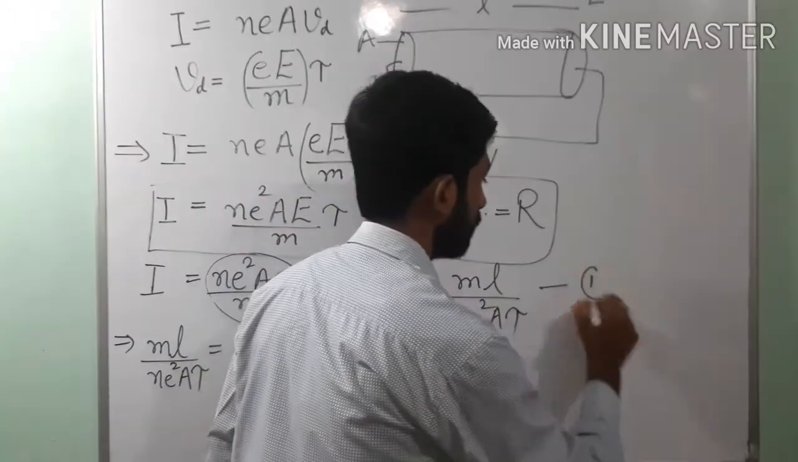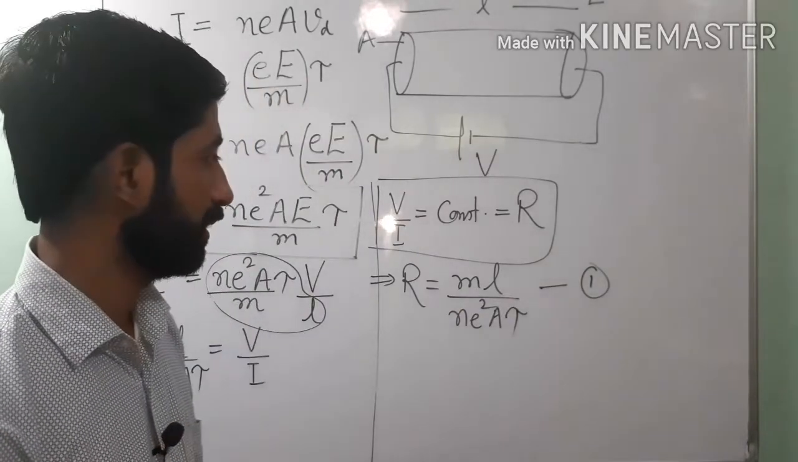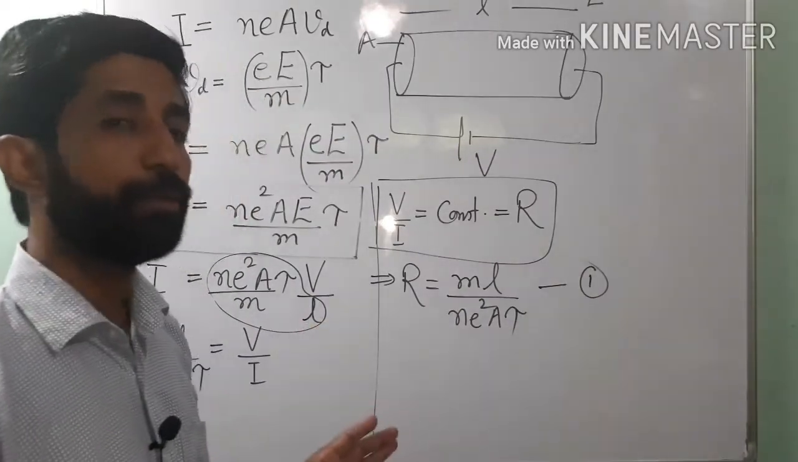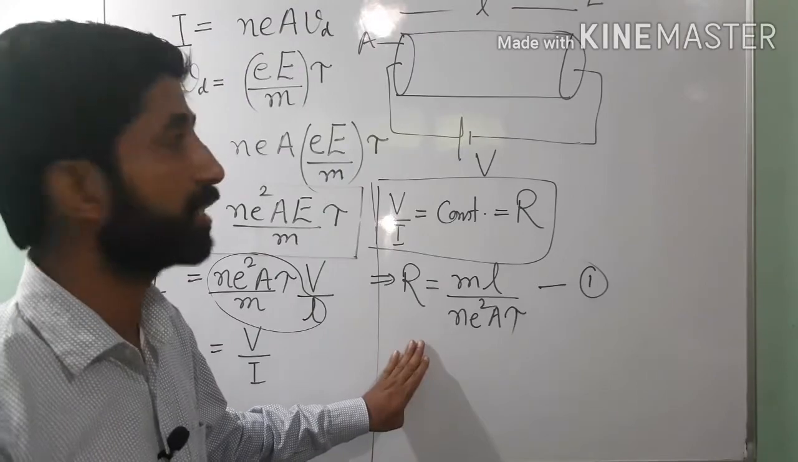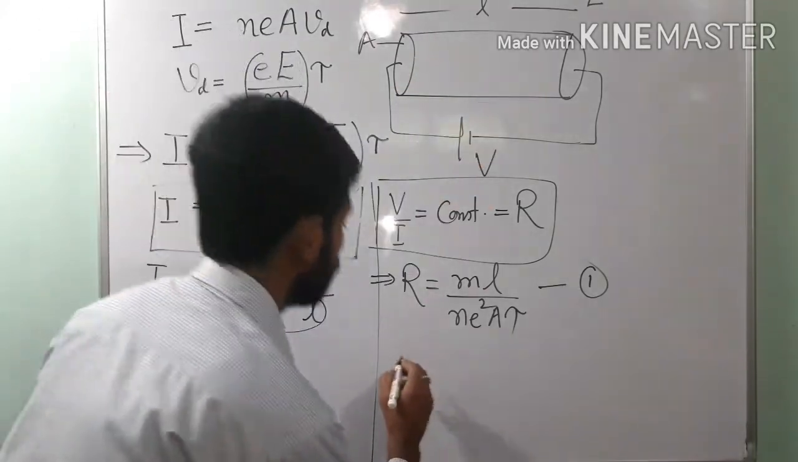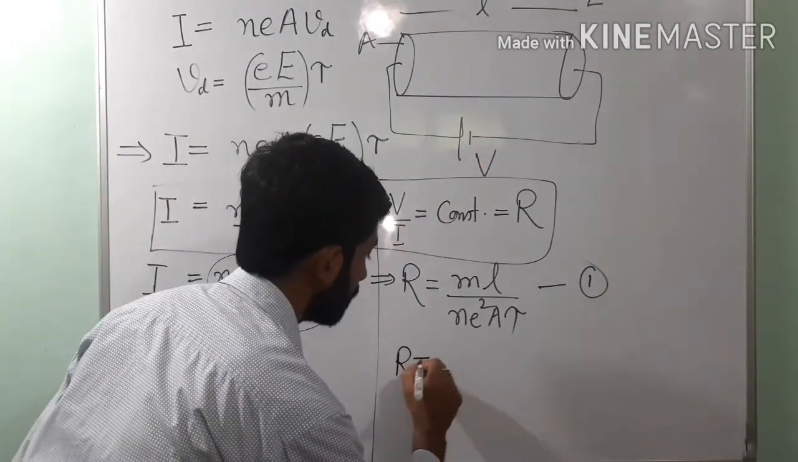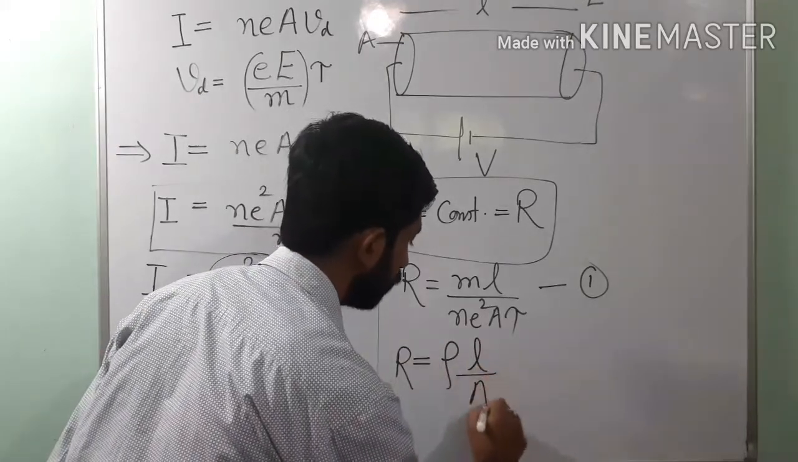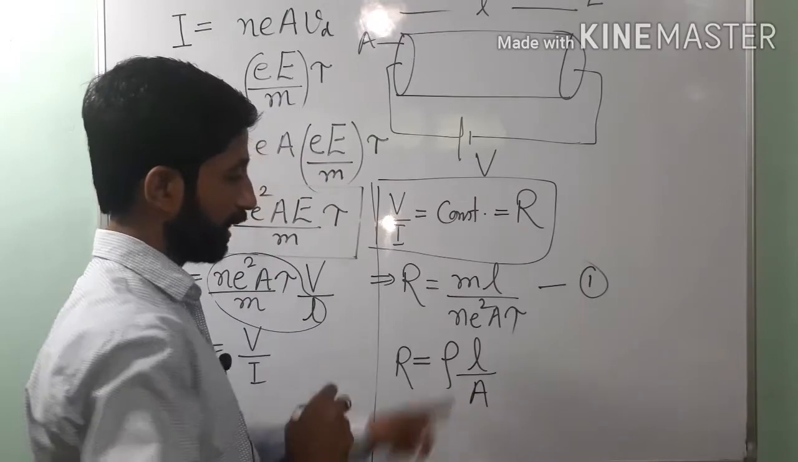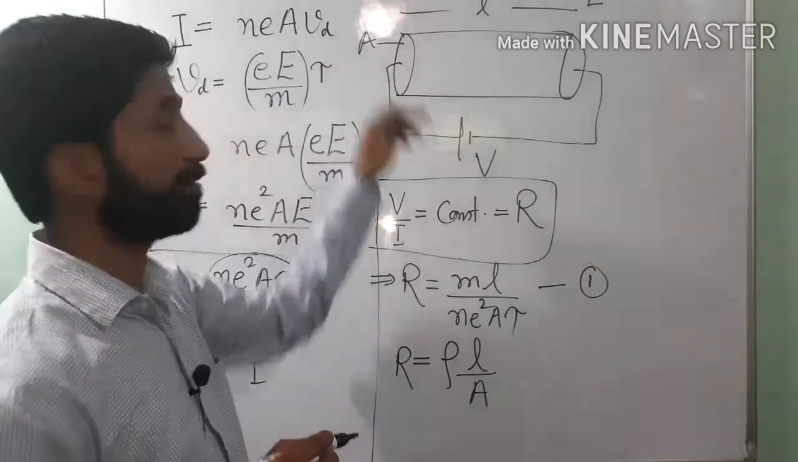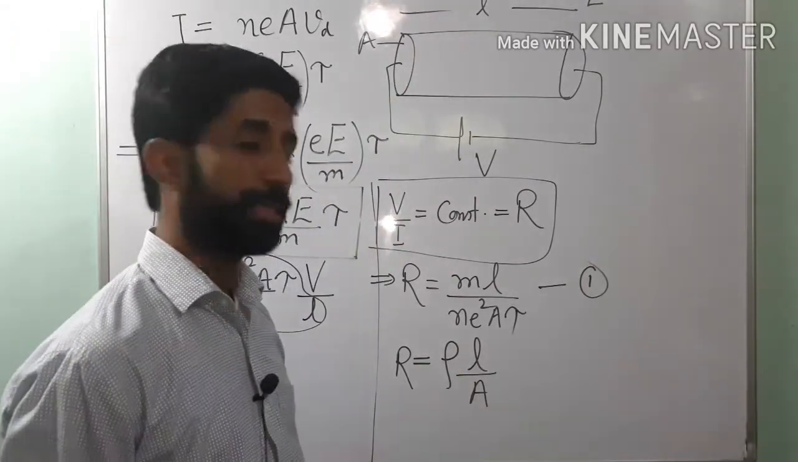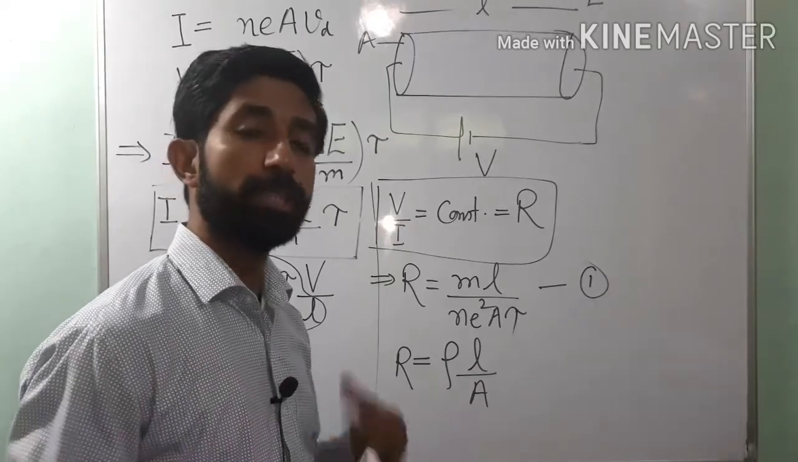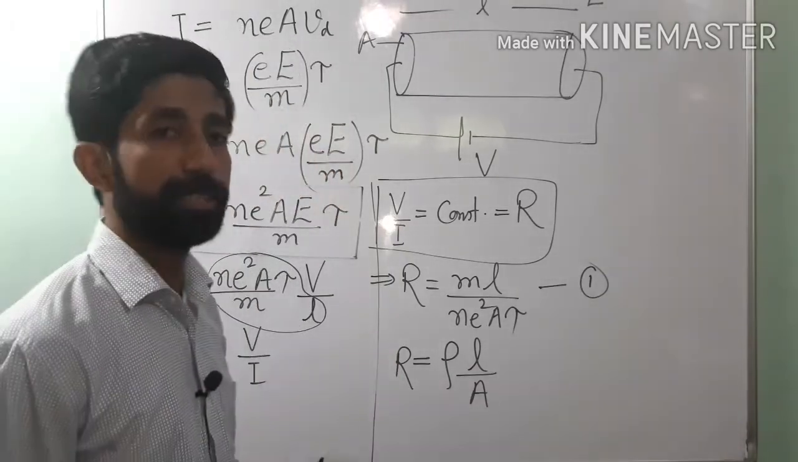See, this is equation number 1. From the previous knowledge, what we know? Resistance of any conductor of length L, R, is equal to rho L over A. Here A is the area of cross section, L is the length of the conductor, and rho is its internal property known as resistivity.